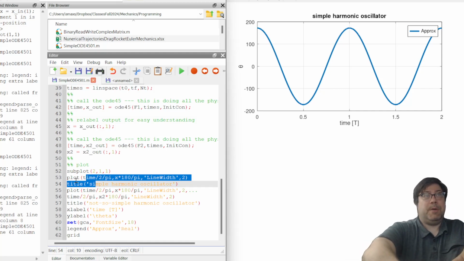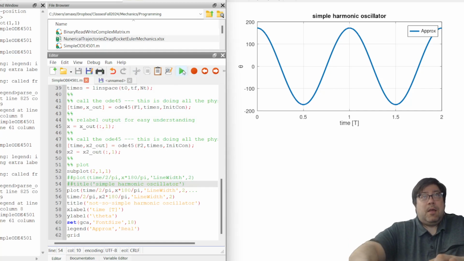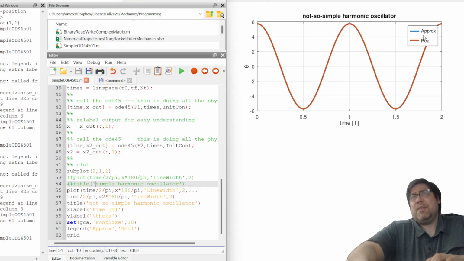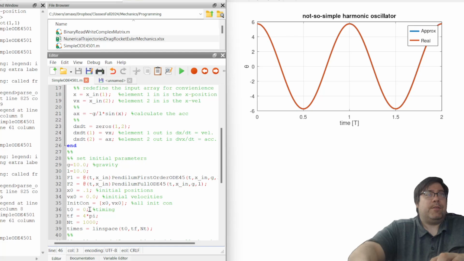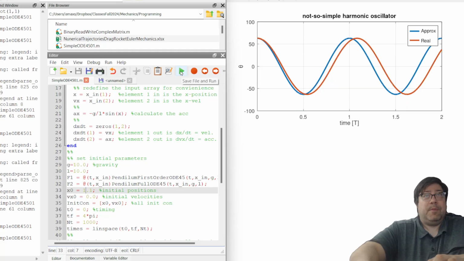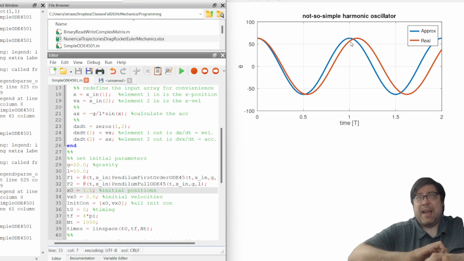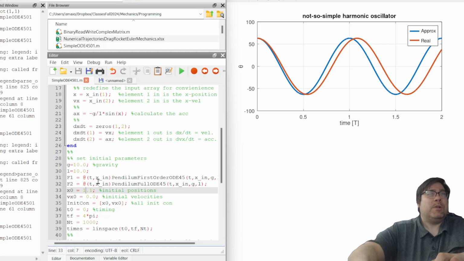Again, don't worry too much about the specifics of what's going on here. All right, let's run that, and we can see now we have the approximation and the real solution, and you only really see one here because they're so close they're on top of one another. But that was with very small initial conditions. If I change this to 1, now we can start to see a difference. Now I started it off near 60 degrees, and you can see that the real solution takes longer at the tops. So it's out of phase.